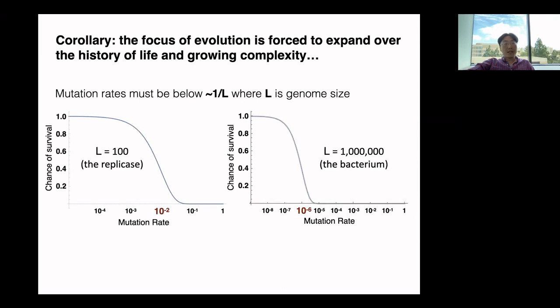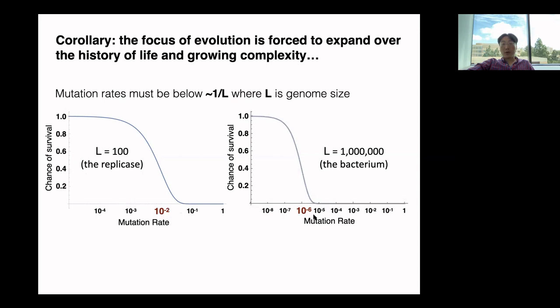And let me unpack that statement for you. So basically, the example I showed before, we can also plot the calculation at a range of mutation rates. And so if we do that for a genome size that's small, i.e. the replicase case, you can see that at a mutation rate of 10 to the minus 2, you get this transition to essentially no chance of survival.